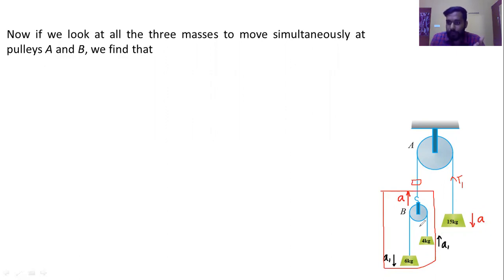Then we consider this unit, and in this unit itself 6 kg is coming downwards and 4 kg is going upward. This is tension 2, because two different strings mean two tensions, and the acceleration is A1. So we found the tension 2 and the acceleration. Now we need to find the net acceleration.